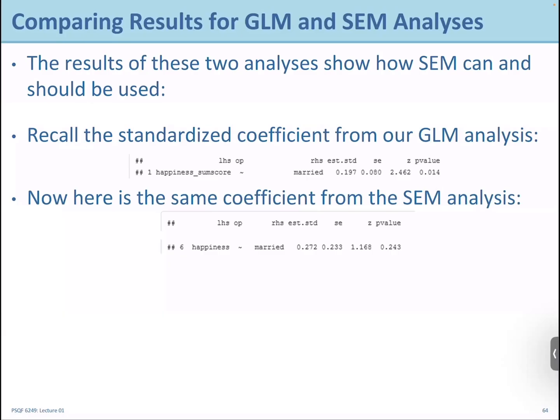So yes, we got a higher relationship, but the error is much higher. And that's what you end up seeing in a lot of studies with latent variables that don't treat them as such. We think we have more precision in our data than we really do.